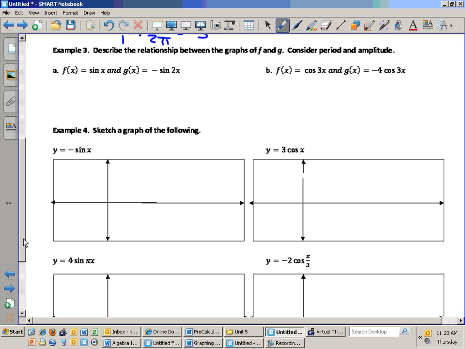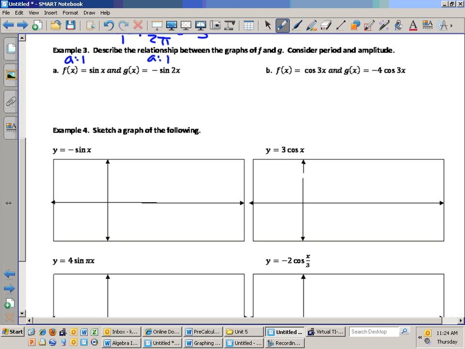Now we're actually behind second hour, so we're running out of time. All right. Example 3. Describe the relationship between the graphs of f and g. Consider the period and the amplitude. Okay. So let's look at the amplitude first. What is the amplitude of sine of x? Yeah, the amplitude is just 1. How about for g of x, what's the amplitude? 1 as well.